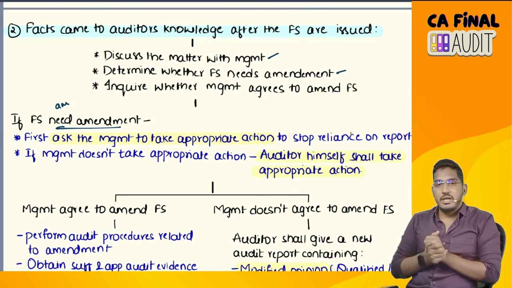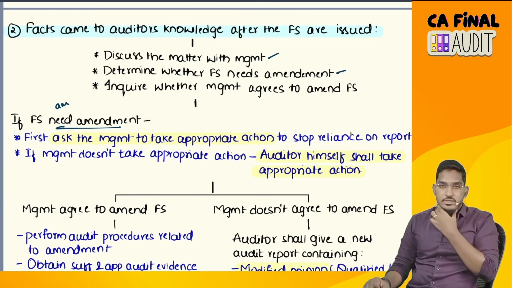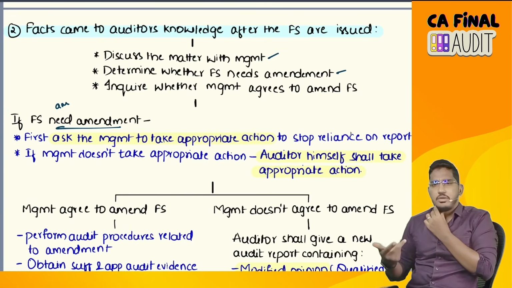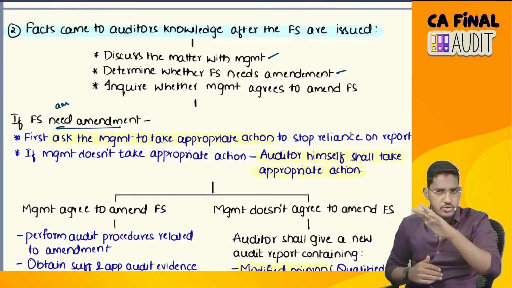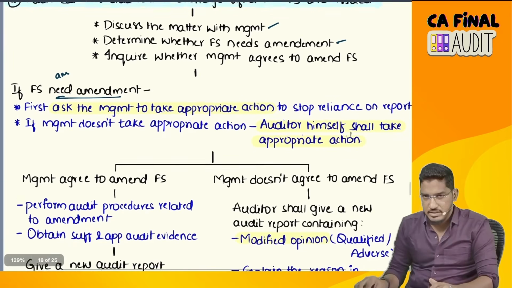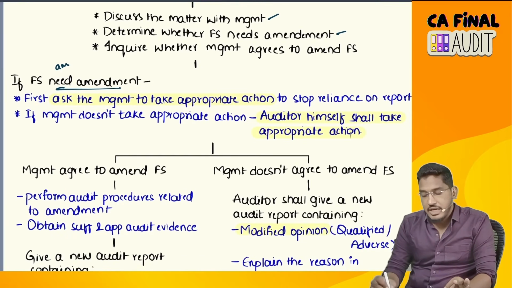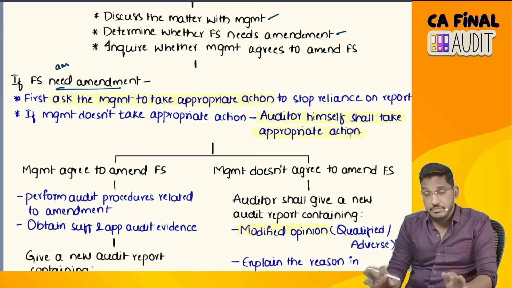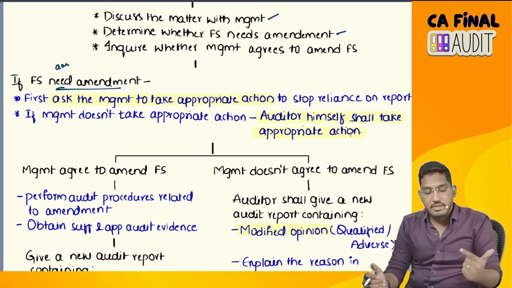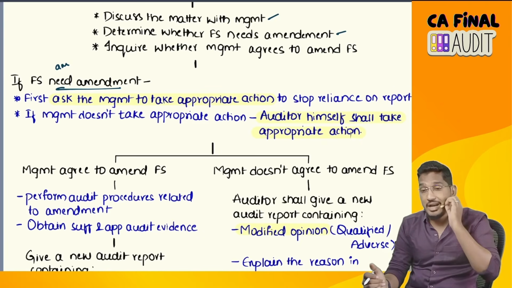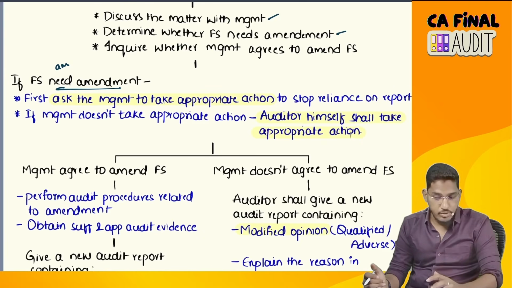So in case you have decided that the financial statements need amendment, just go to the management and ask them, sir, take some appropriate action to stop the people from relying on the auditor's report, like give a newspaper advertisement or give an announcement on the website, whatever it is. Ask the management to stop the people from relying on the audit report and the financial statements. In case the management doesn't take appropriate action, then the standard says the auditor himself has to take the action. So whatever it is, either the management or the auditor, someone has to take the action to stop the people from relying on the auditor's report.